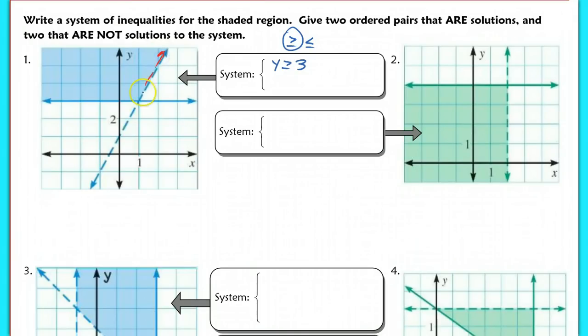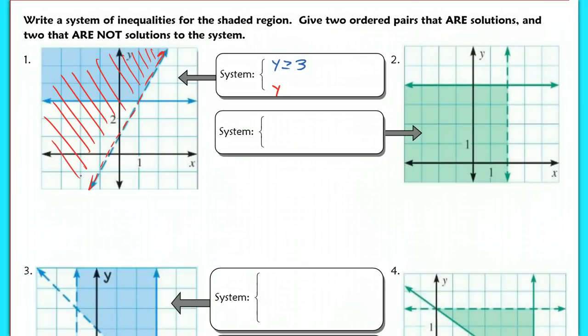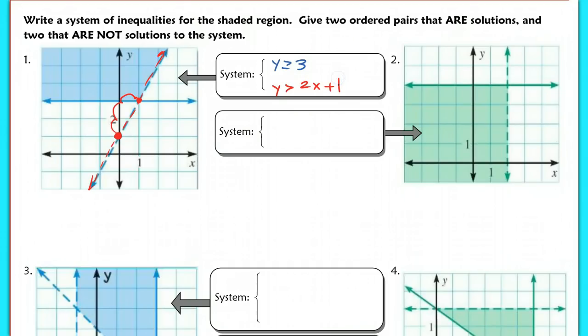Now working on this line here, this is a dashed line, which means right away I know I'm either going to select less than or greater than. Okay, so I have y, and in this case, notice how it's shaded above the line, so we're going to pick greater than. So y is greater than, and then let's work on the slope and the y-intercept. The y-intercept goes through 1, the slope goes up 2 and runs 1. So that would be 2 over 1, or just 2x plus 1. And that's the system that shows this graph.